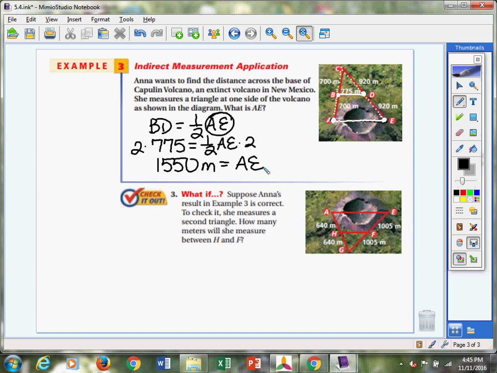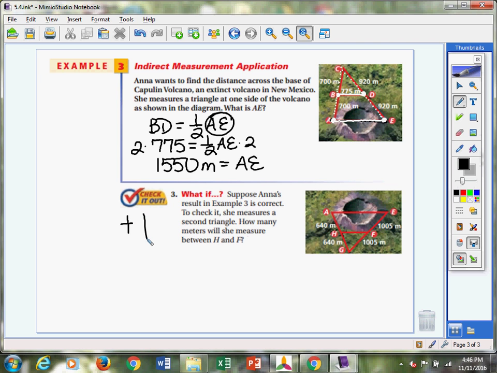Okay? So that's just a little bit of an application, but you do have to recognize from the figure that, first of all, you're dealing with a mid-segment to begin with, or else you're going to be very confused. Check it out as yours. I'm going to give you a +1 on that one.